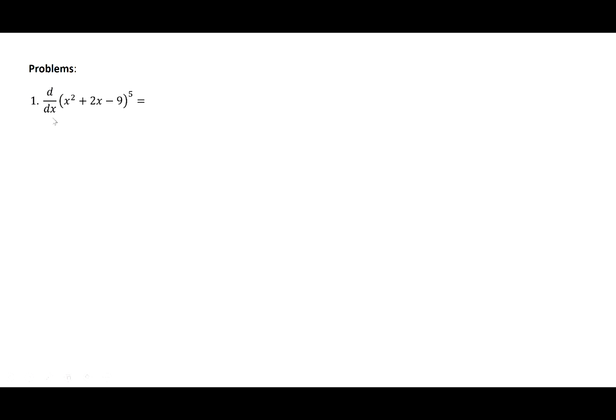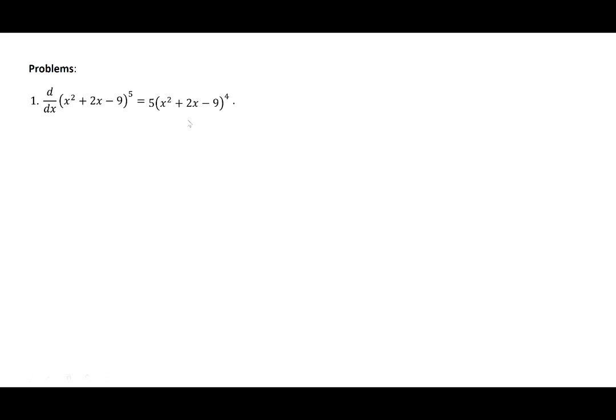So this to me now looks like d/dx of u to the 5. What is d/dx of u to the 5? Well, what is d/du of u to the 5? 5u to the 4. What is u? Oh, u is the stuff inside the parentheses, x squared plus 2x minus 9. So 5 times x squared plus 2x minus 9, which is our u, to the 4. As a first step, that's what we do. We look at this as u to the 5. The derivative of u to the 5 would be 5u to the 4. However, we need to do what? Multiply by du/dx.